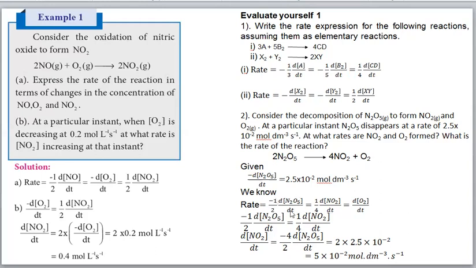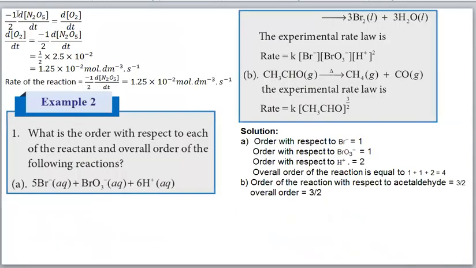So we can take the first term and the last term of the equation: minus 1 by 2 d[N2O5]/dt equals d[O2]/dt. So d[O2]/dt equals minus 1 by 2 times minus d[N2O5]/dt. That value is given, 2.5 into 10 to the power minus 2. Here 1 by 2 is already there, so we write 1 by 2 into 2.5 into 10 to the power minus 2, which equals 1.25 into 10 to the power minus 2 mole per decimeter cube per second.